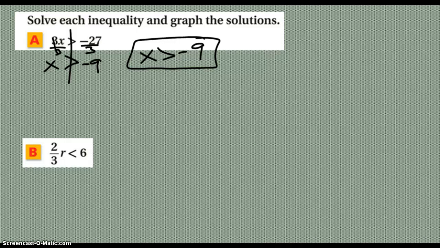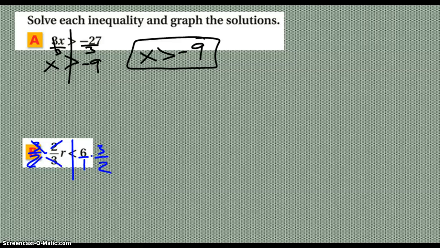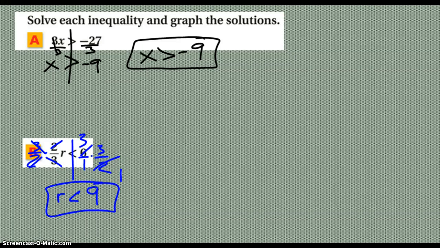Remember then, for something like b, you can divide by 2/3, which is the same thing as multiplying by the reciprocal. So what we can do on both sides is multiply by 3/2. So everything cancels out over here. R is less than, we can do a quick calculation. 3 times 3 over 1 times 1 is 9 over 1, or just 9. So R is less than 9, not including 9, but everything less than 9. And we can leave it just like that. So these are positive division and multiplication steps.